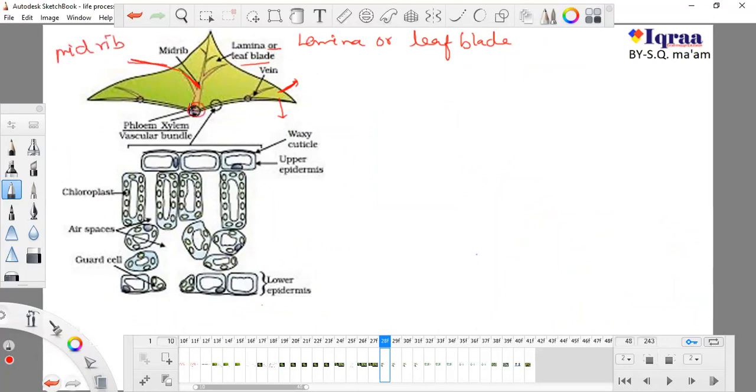Here it is written phloem and xylem. So we know that this midrib is made up of xylem and phloem, bundles of xylem and phloem. So they are also called vascular bundles.